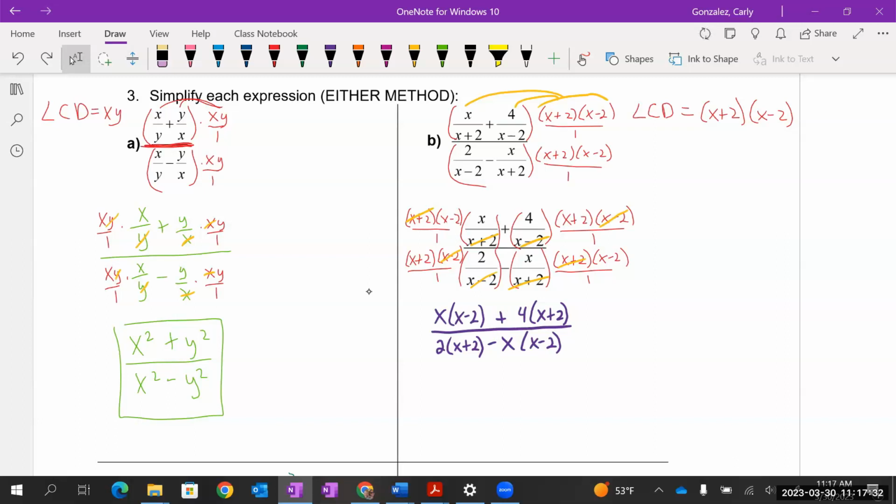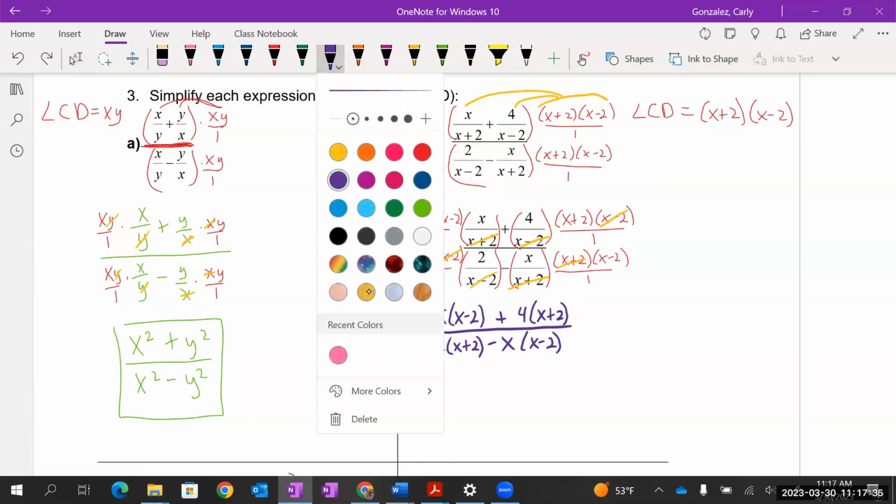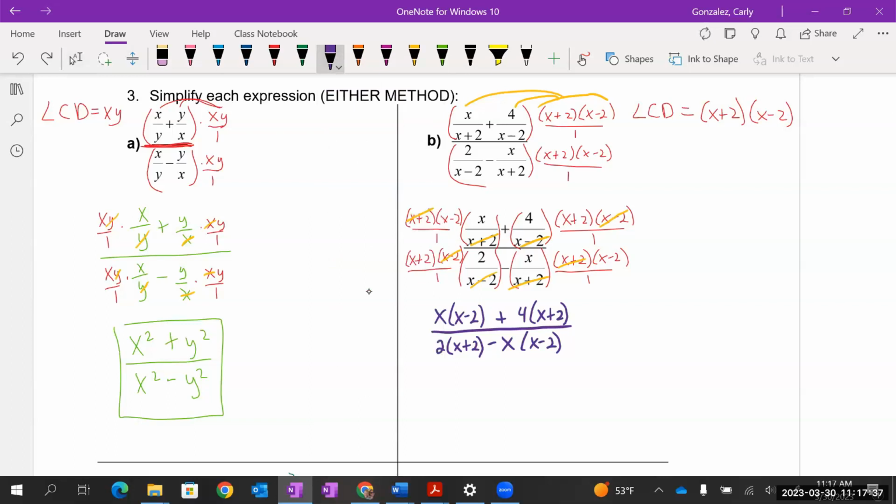So first we will multiply everything out. Here, distribute: x squared minus 2x plus 4x plus 8 after I distribute the 4. In the denominator, 2x plus 4. And then make sure we're distributing the negative x. So negative x squared, and then we get a plus 2x, because we're multiplying this negative x by that negative 2, and a negative times a negative is a positive.